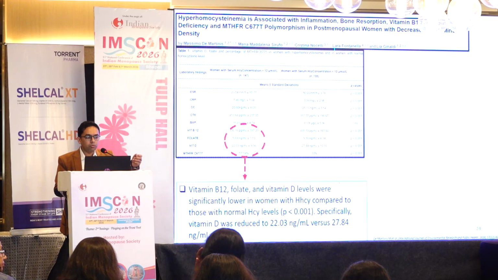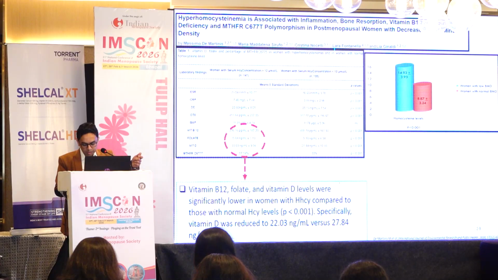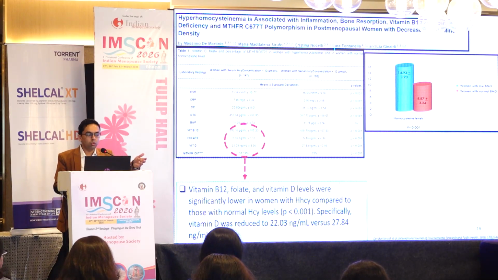Then this is regarding the polymorphism, the MTHFR gene mutation that is there. Then there are more chances of osteoporosis. The reason remains the same: more of an inflammatory milieu is there. It's a chronic disorder, chronic inflammation is there, which leads to more osteoporosis. It affects the heart, it affects the bones. That is what happens.